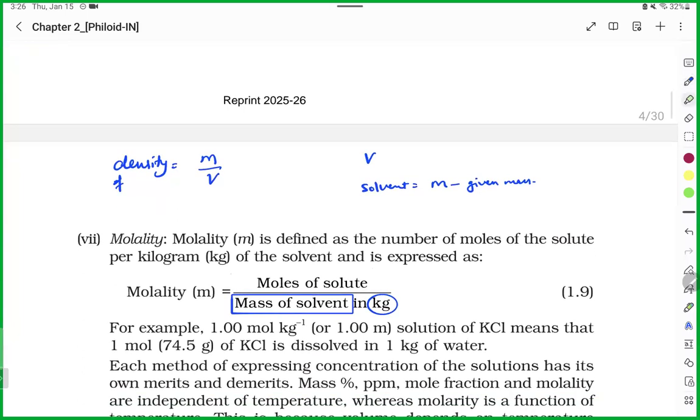Okay. And we will have molality only in elevation in boiling point and depression in freezing point. So if you take mass percent, parts per million, mole fraction, and molality, all of these are independent of temperature. How do we know? Because volume is not considered.